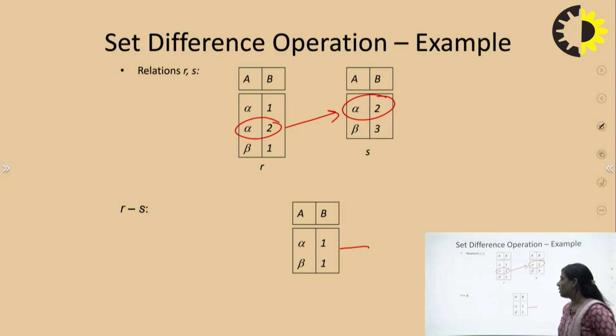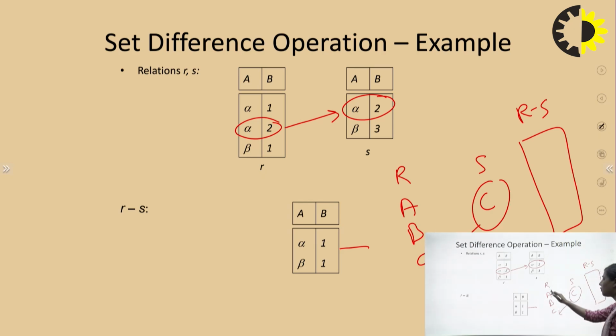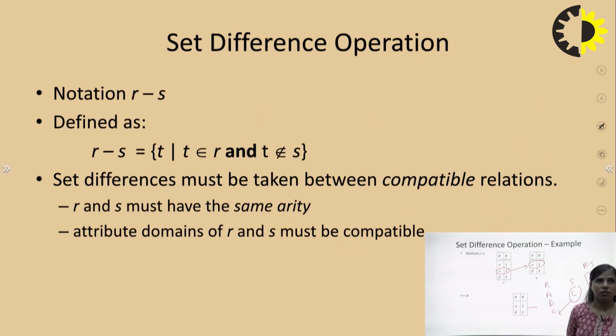Got the point? I am just taking another example. For example, R and S. In R we have the values A, B, and C, and in S we have only the C value. So what will we get as output for R minus S? C will be deducted from this table, so as an output we will get only the A and B values. This is how the set difference operation works.